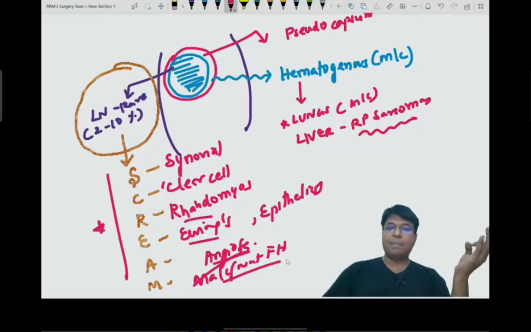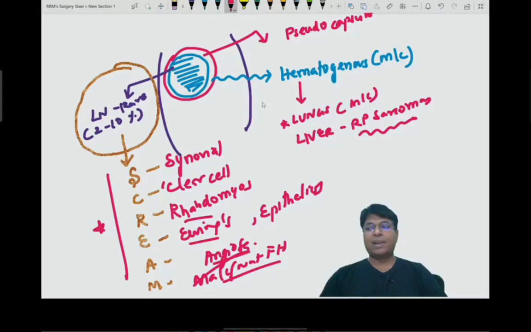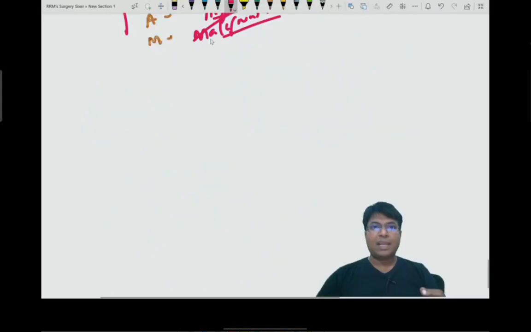So we are going to discuss each tumor separately later. Just have an idea about the introduction of these soft tissue sarcomas. Can you tell me what are all the etiological factors associated with soft tissue sarcoma?